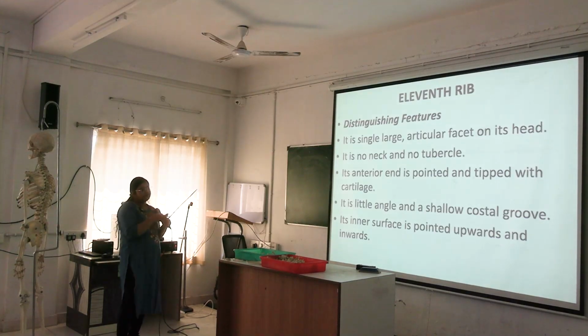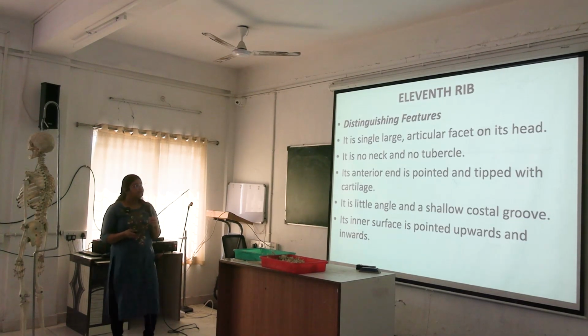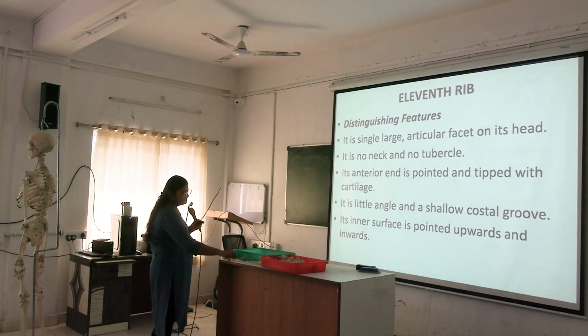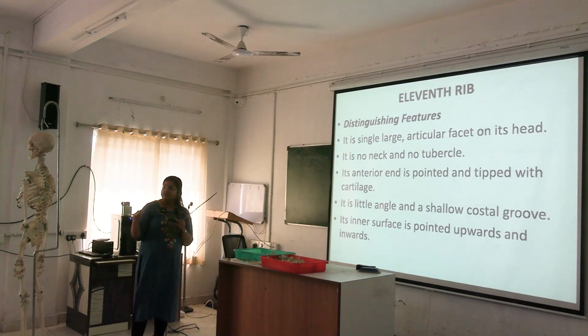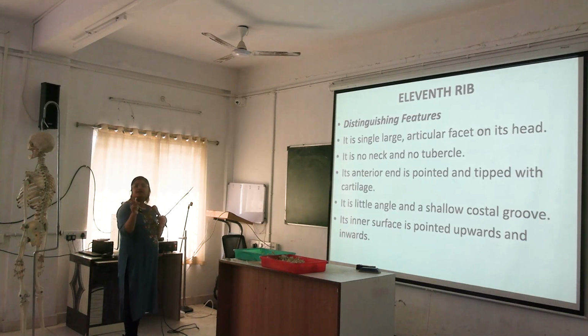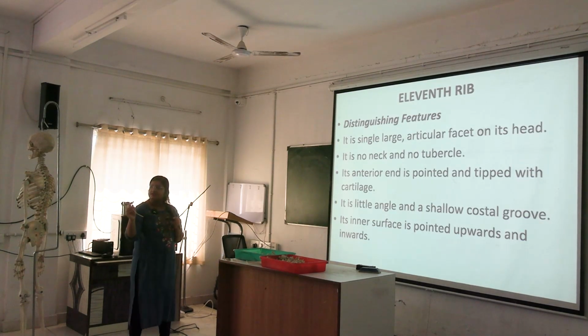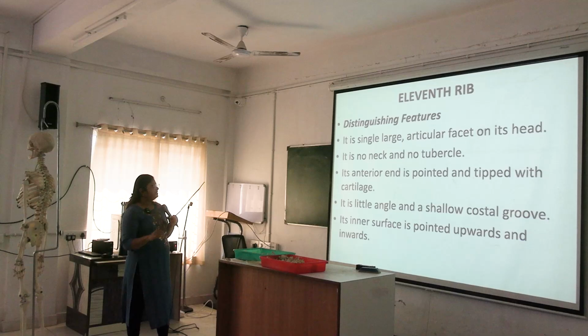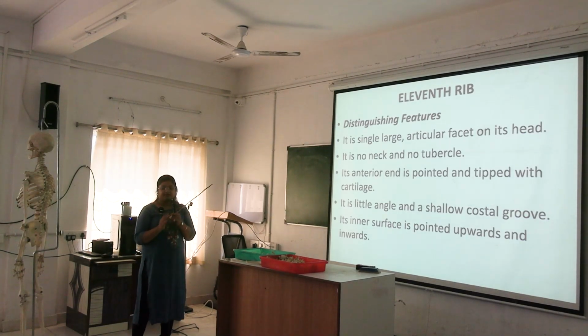Next is the 11th rib. The 11th rib has a single large articular facet on its head. This one is the 11th rib of the right side, with a single large facet on its head, no neck and no tubercle. You cannot see any neck or tubercle. Its anterior end is pointed and tipped with cartilage. You can see the pointed end.